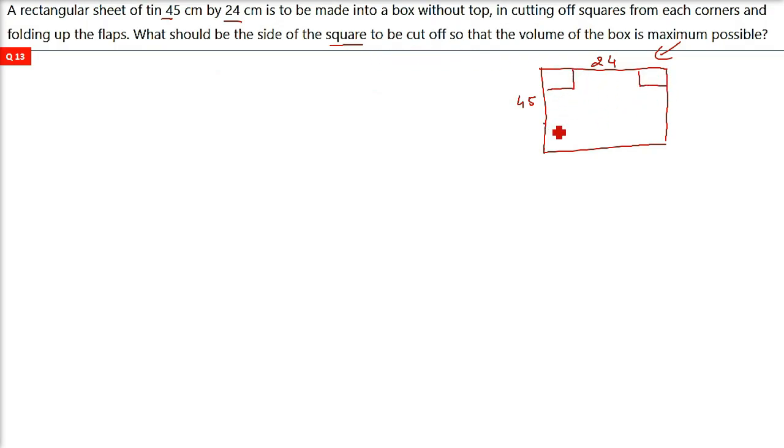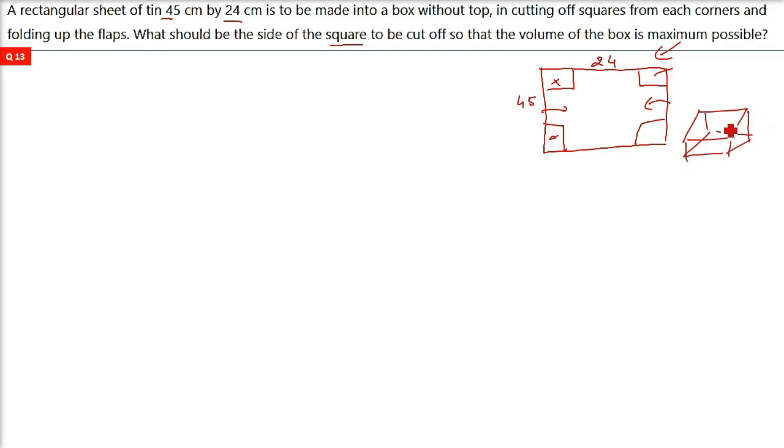So I'm making the square from the corners, and just imagine when you remove all these squares and flip these parts up, from where the squares are being cut. When we fold them, there will be a box being formed. This box will not have any top. It will have a base. It will have 4 sides. So I'm just giving you an example of what kind of box we are talking about.